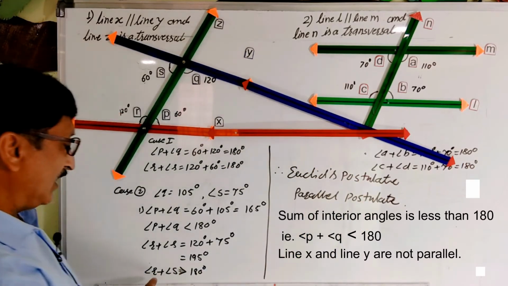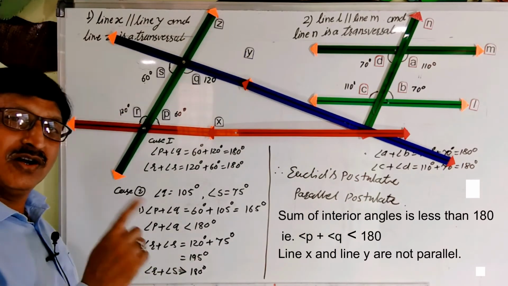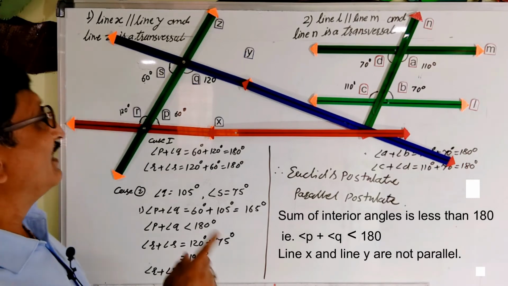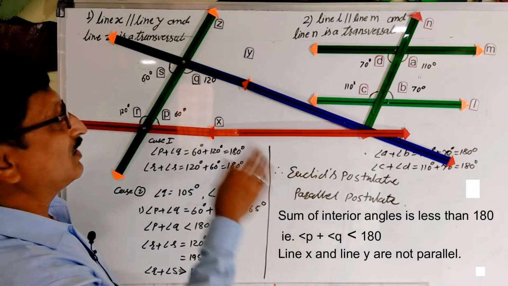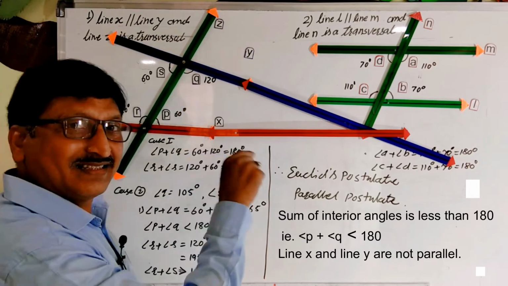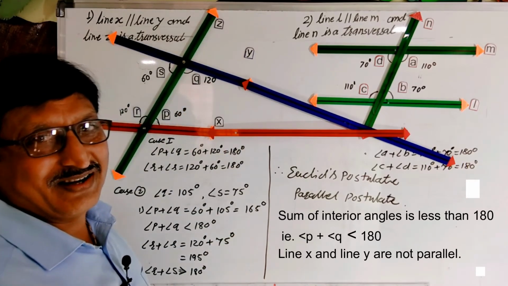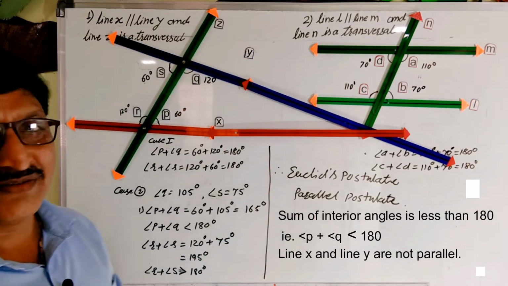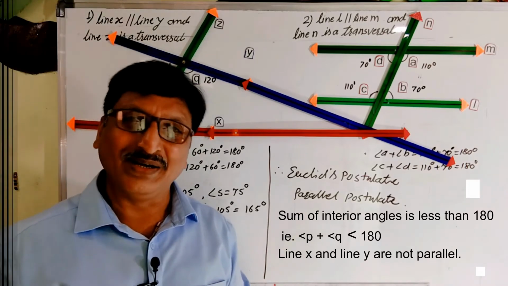But whenever the sum of interior angles is greater than 180 degrees, these lines will still intersect toward the same side, where the sum of angles is less than 180 degrees. That is Euclid's postulate. We will see some theorems also.